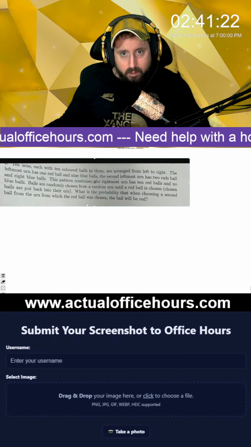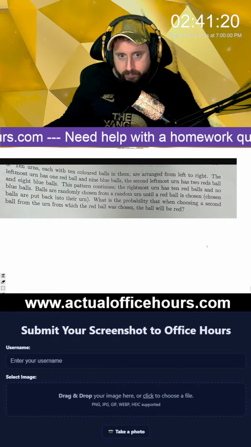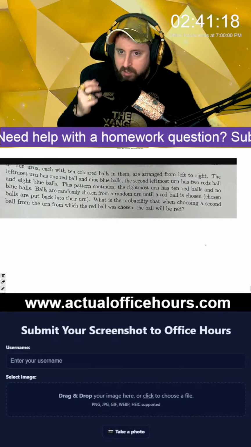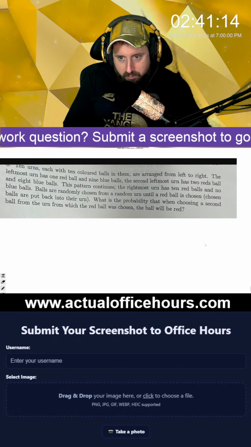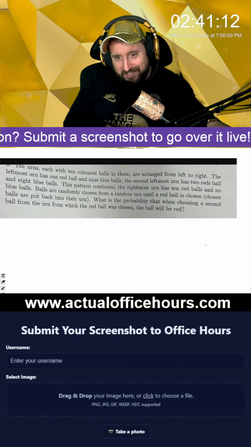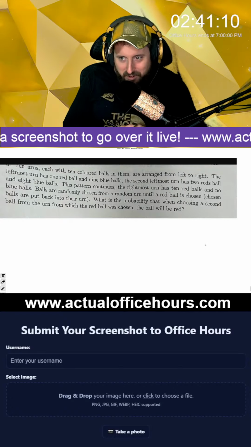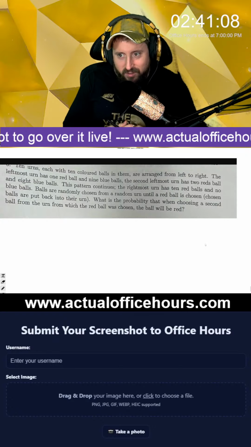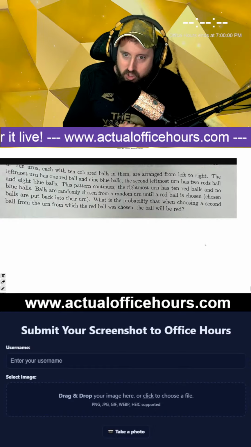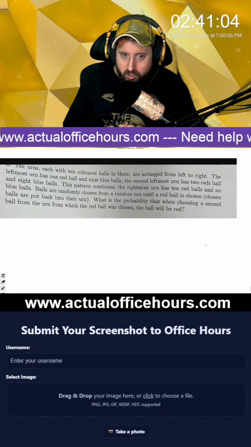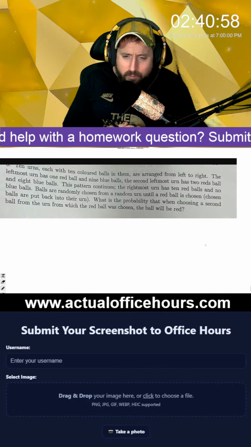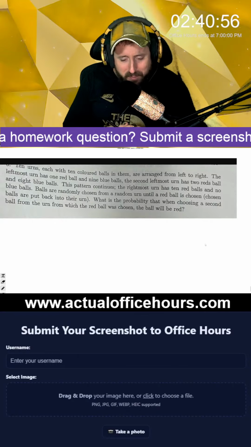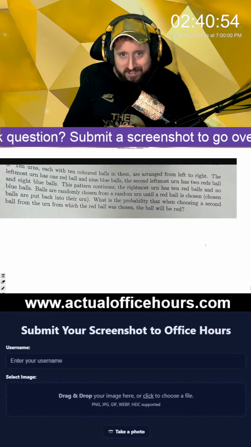Yeah, we're doing a probability question right now. Okay, so 10 urns, each with 10 colored balls in them, are arranged from left to right. The leftmost urn has 1 red ball and 9 blue balls. The second leftmost urn has 2 and 8, and then it continues. Balls are randomly chosen from a random urn until a red ball is chosen. Chosen balls are put back in the urn. What is the probability that when choosing a second ball from the urn from which the red ball was chosen, the ball will be red?